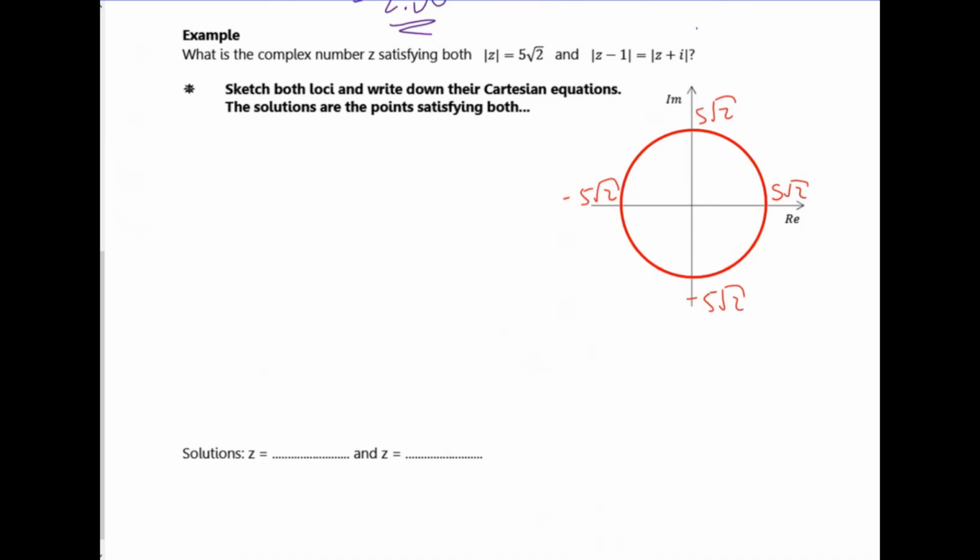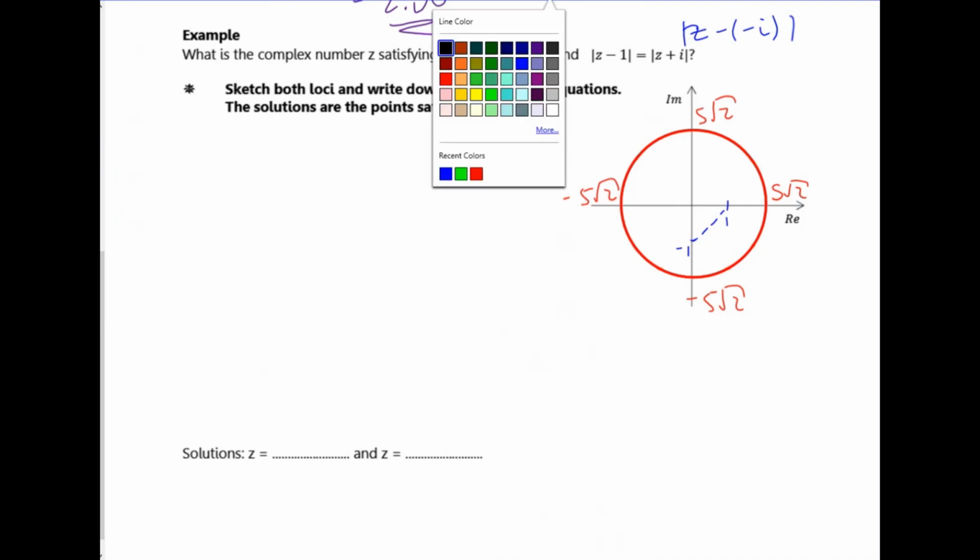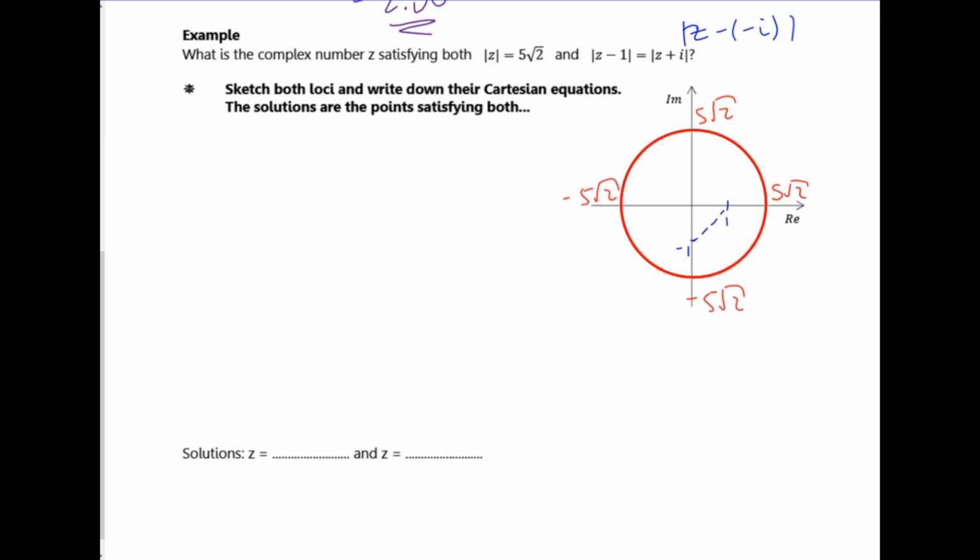And I've got a perpendicular bisector between the point 1 on the real axis, and this needs to be minus i, so between the point minus i on the imaginary axis. Something like this should go through the origin because it's symmetrical. So we're being asked to calculate the complex numbers which satisfy both of these, which is those 2 points there.